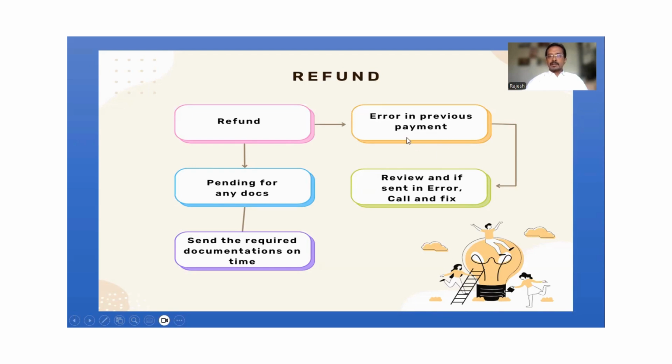If any payment is incorrectly processed, you go back and then try to fix it. Okay, that will be helpful. Identify if anything was sent in error, call and then fix that particular problem. And some of the refund letters will ask for additional documentation. Here only we have to be a little careful, right?